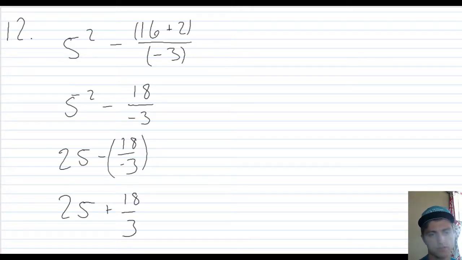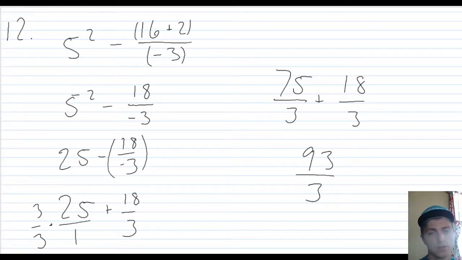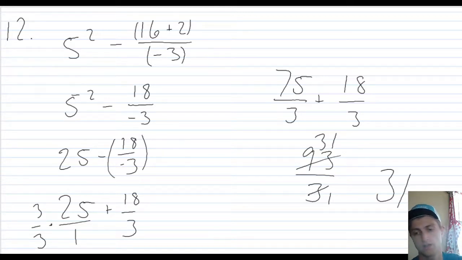We can only add fractions if the denominators are the same. Right now this is 25 over 1. Common denominator would be 3, so we multiply 25 by 3 over 3. That's going to give us 75 over 3 plus 18 over 3. 75 plus 18 gives us 93 over 3. 93 and 3 both have a 3 in common. It goes into 3 once. Goes into 93, 31 times, which just gives us 31.